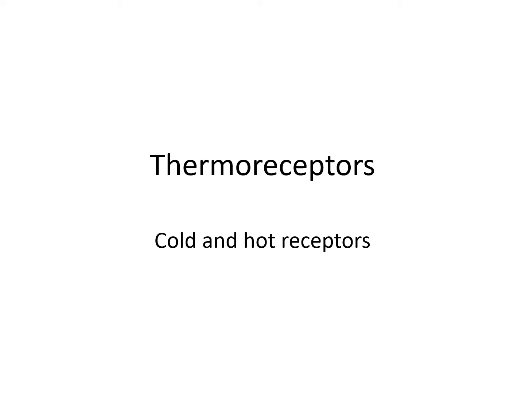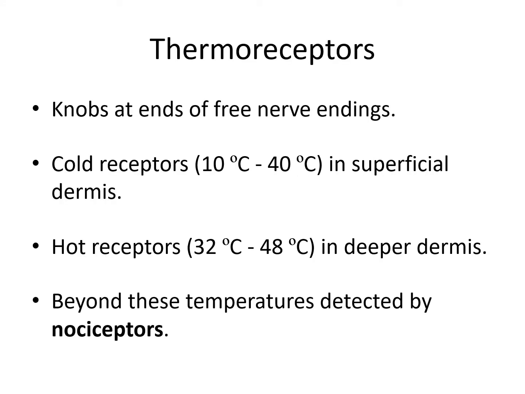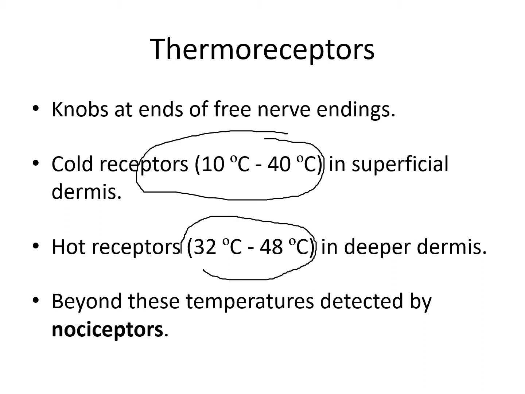Thermoreceptors, we mentioned there are hot and cold receptors. They're separate protein receptors. As you can expect, cold receptors respond to lower temperatures, from 10 to 40 degrees centigrade. Hot receptors respond to warmer temperatures, 32 to 48 degrees. Notice that there's an overlap in the temperatures, and you can do experiments to show that there are two separate receptors, because one will feel cold and one will feel hot.